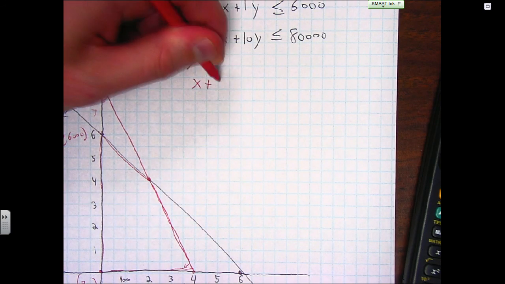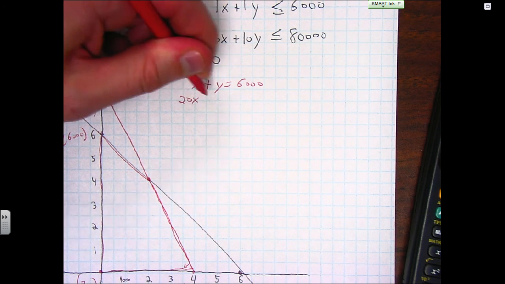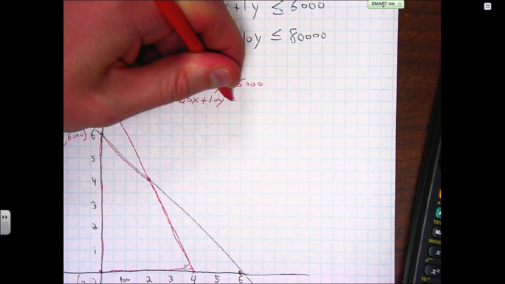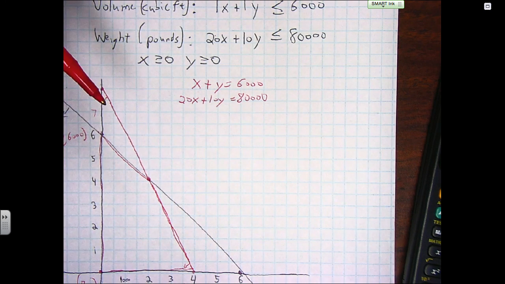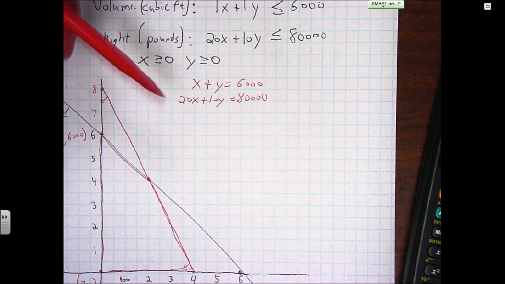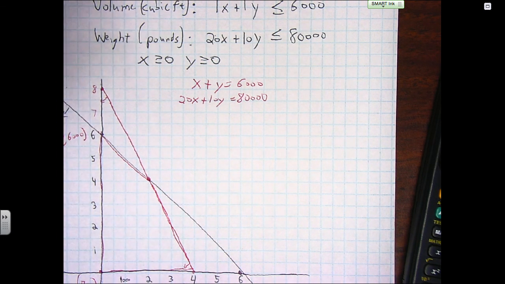So I have x plus y equals 6,000, and 20x plus 10y equals 80,000. And of course, I can sort of see where they're crossing on my graph. My graph looks pretty neat, if I do say so myself. And so hopefully this intersection graphically is accurate, but I want to verify it algebraically.